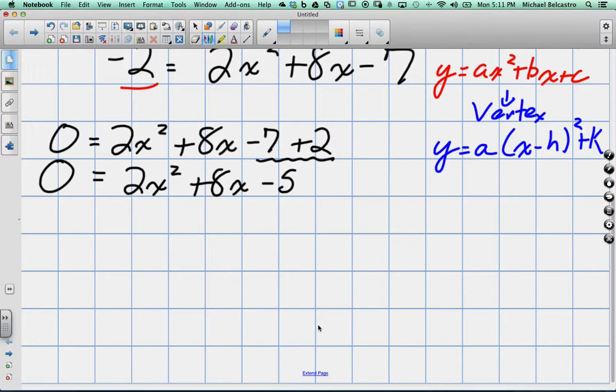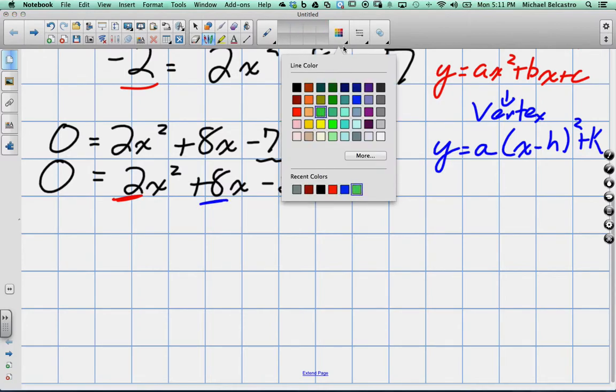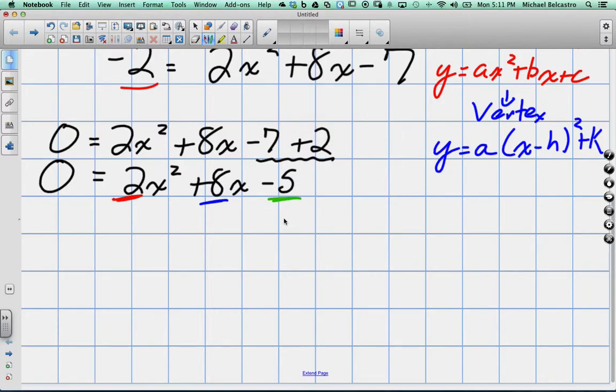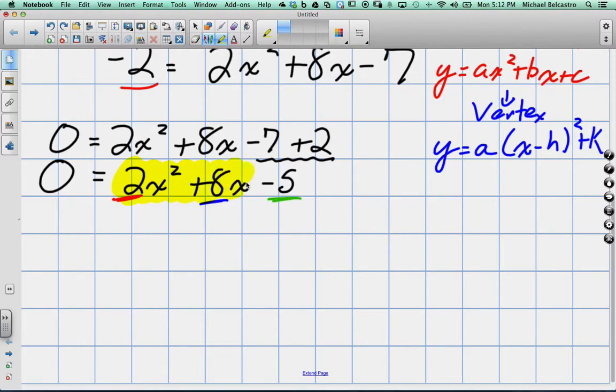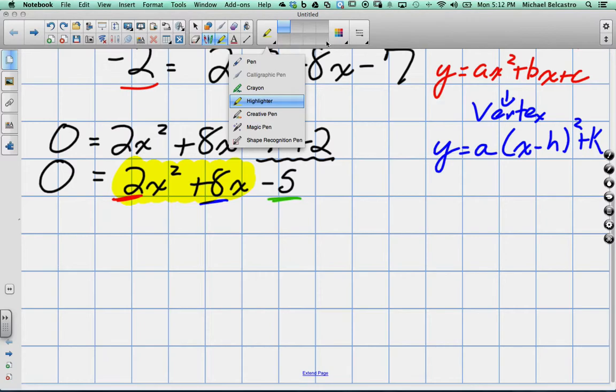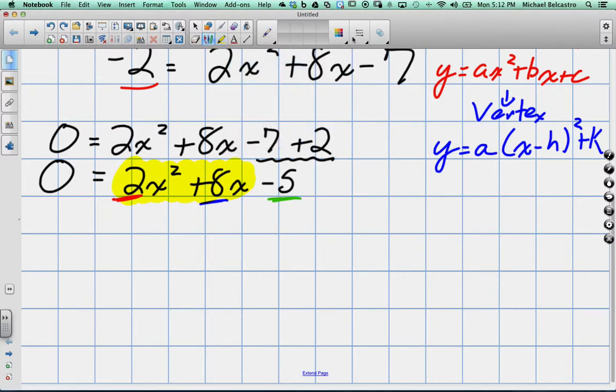Okay. So right now, we're in our standard form. This is my A, this is my B, and this is my C. So now I can get into completing the square. When we complete the square, the very first step is we divide the first 2 terms, that's the 2x squared and the 8x, by whatever our a value is.